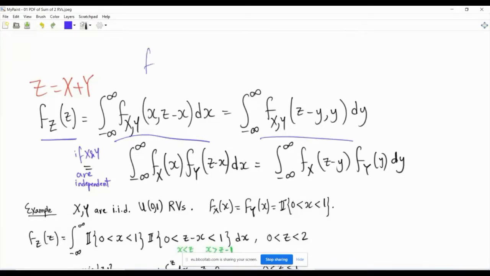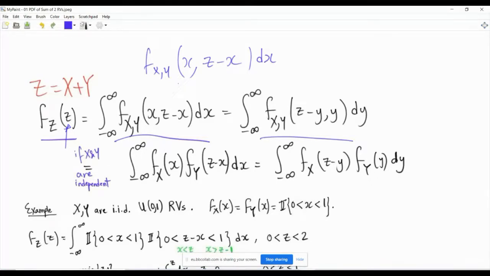And so you take the joint of x and y, and one way of doing things is to keep x, and so this will be your dummy variable of integration, but then to replace y in the joint PDF of x and y, you replace y by z minus x, and then you integrate with respect to x. You end up with a function in z, and this will be the PDF of the sum.